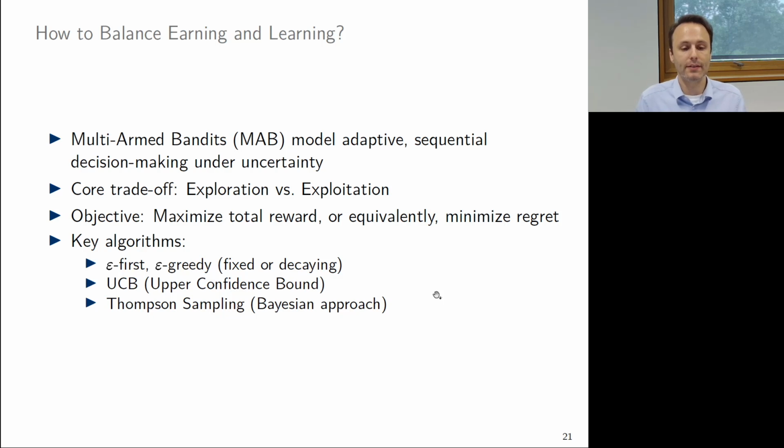Takeaways: multi-armed bandits are adaptive sequential decision-making models under uncertainty. The core trade-off is exploration versus exploitation. And the objective is to maximize total reward or minimize regret. And the key algorithms are epsilon first, epsilon greedy, UCB, and Thompson sampling.